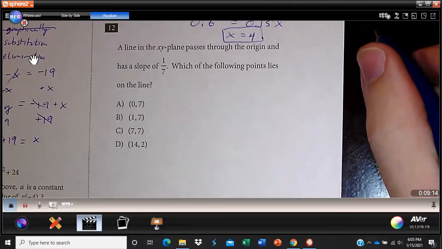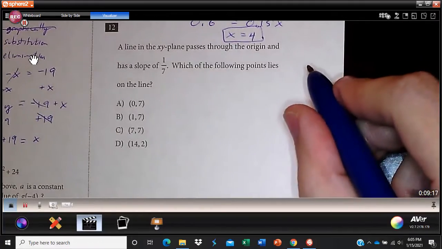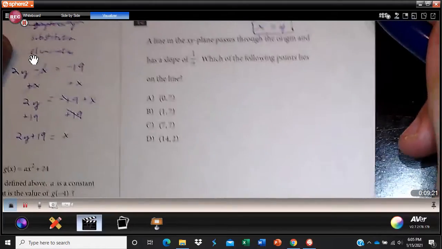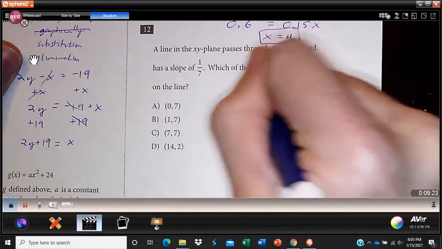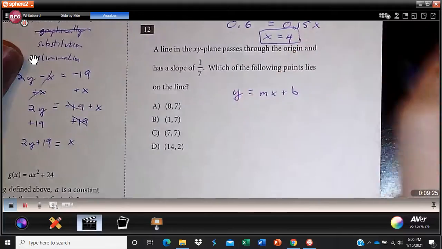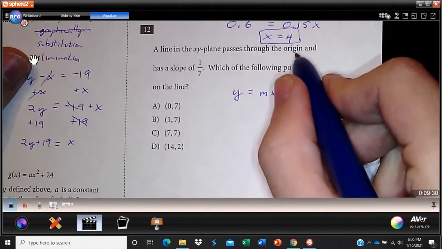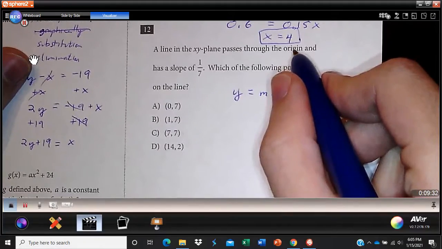Okay, so I think they told me all the information I need for a line. This is a line, so a line is a linear equation, obviously. So we have y is equal to mx plus b. And they told us that it passes through the origin. So if it passes through the origin, then the y-intercept is 0.